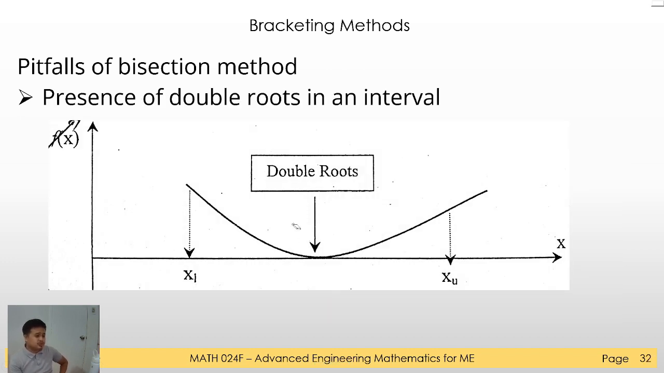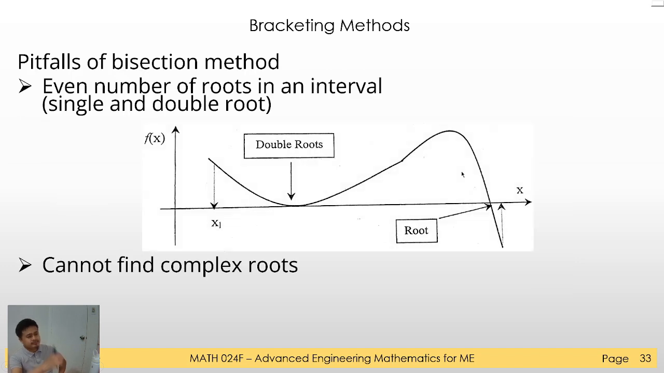Also for double roots, we will not have different signs, as we can see here. So this will be positive f of x, and also this one will be a positive f of x. So it should be different signs, no? And then if we have, let's say, an even number of roots, and we also cannot find the complex roots. We can only find the real roots of our function.